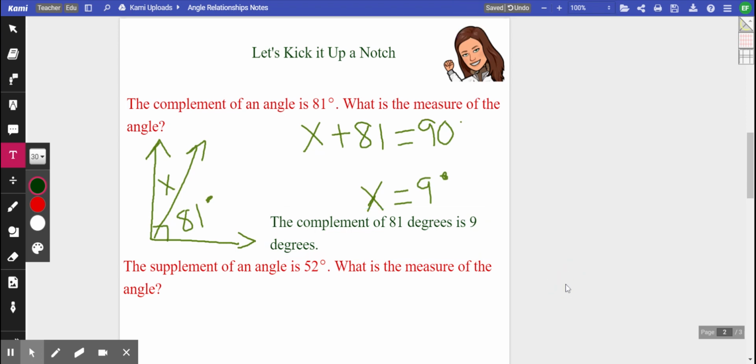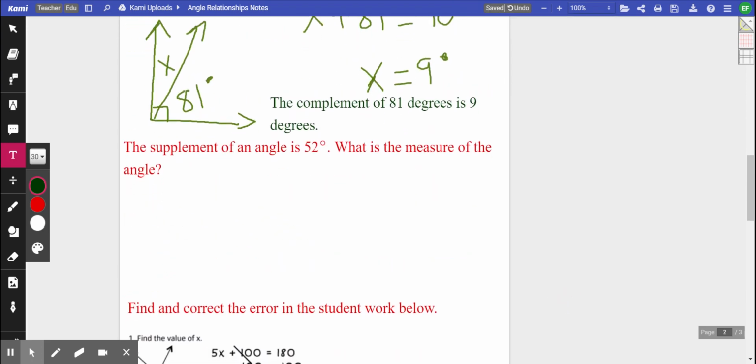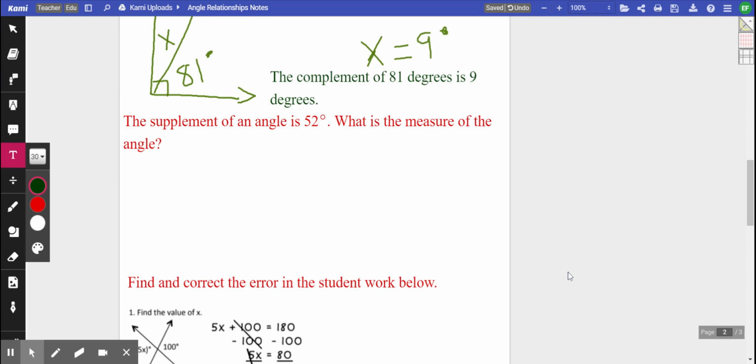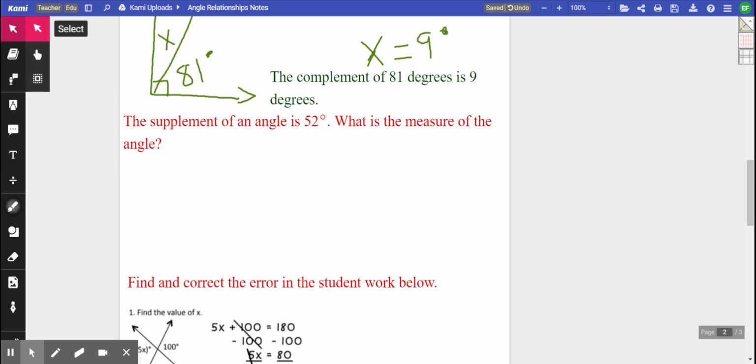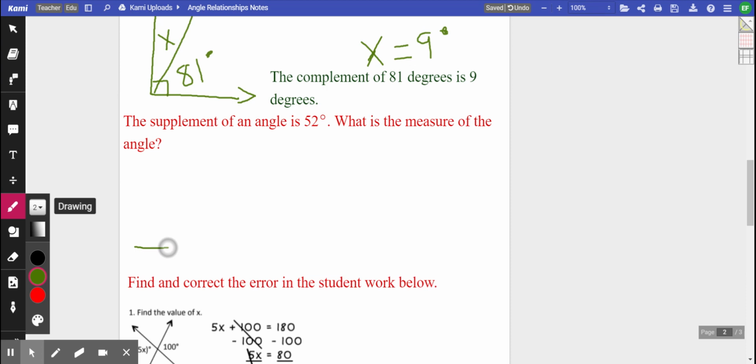Let's take a look at our next example then. The supplement of an angle is 52 degrees. What is the measure of that angle? So again, let's draw ourselves a little diagram here. If we're talking about supplementary angles, then we know that they are going to create a straight line. So here's our straight line. Again, I choose to draw mine adjacent, but you don't have to. So 52 degrees and then x degrees.